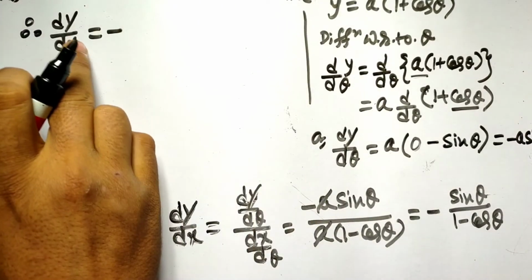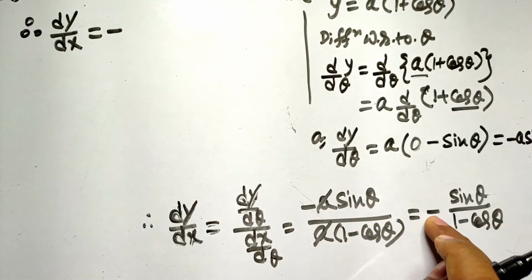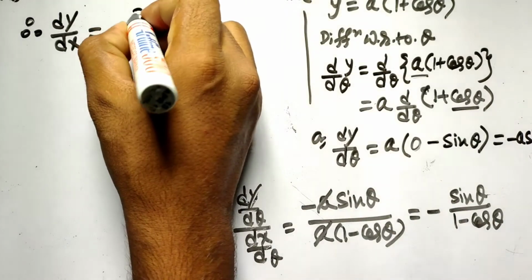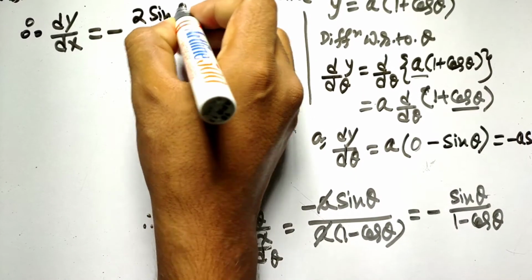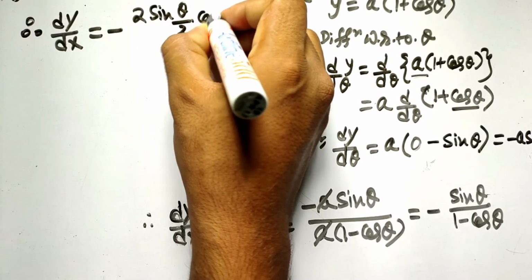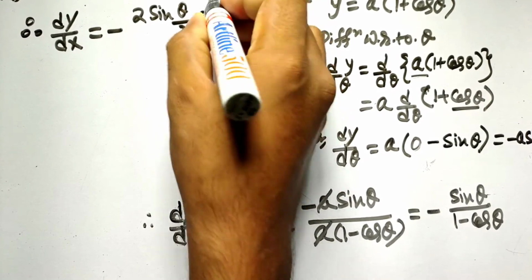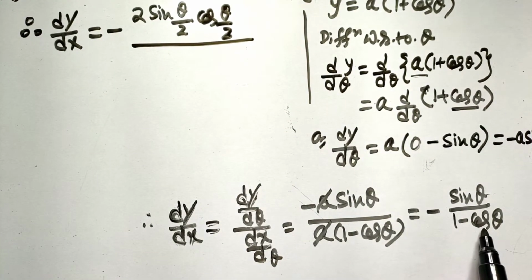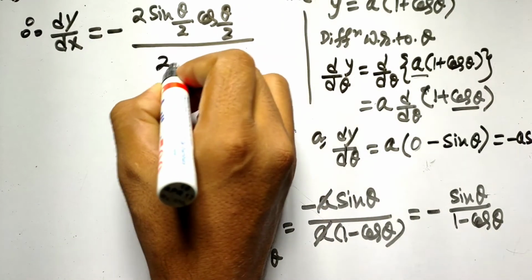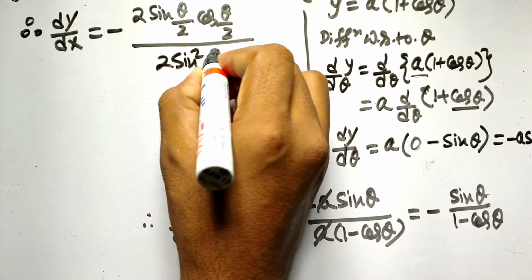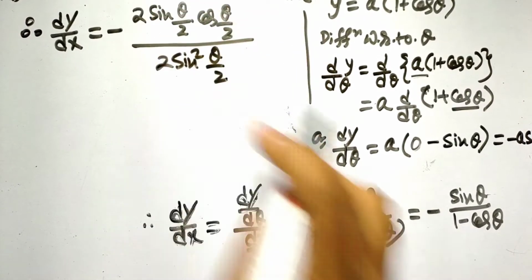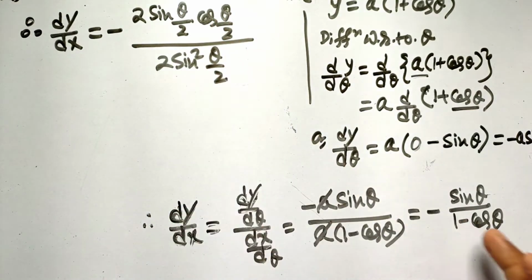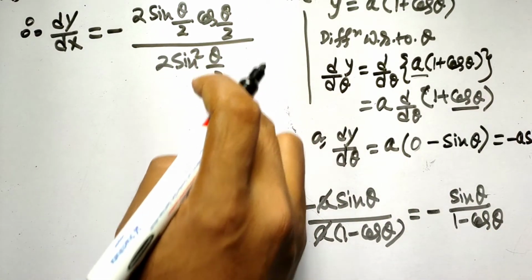Next line I am doing here: minus sin theta. The formula of sin theta is 2 sin theta by 2 into cos theta by 2, a class 11 trigonometric formula. The formula of 1 minus cos theta is 2 sin square theta by 2. You have to remember these two formulas: sin theta is 2 sin theta by 2 cos theta by 2, and 1 minus cos theta is 2 sin square theta by 2.